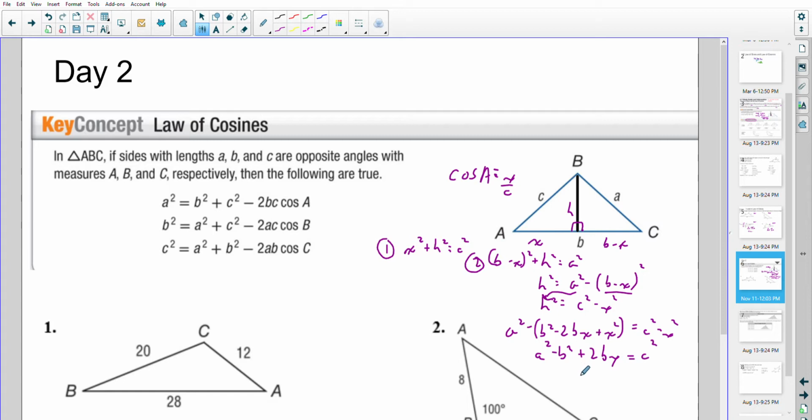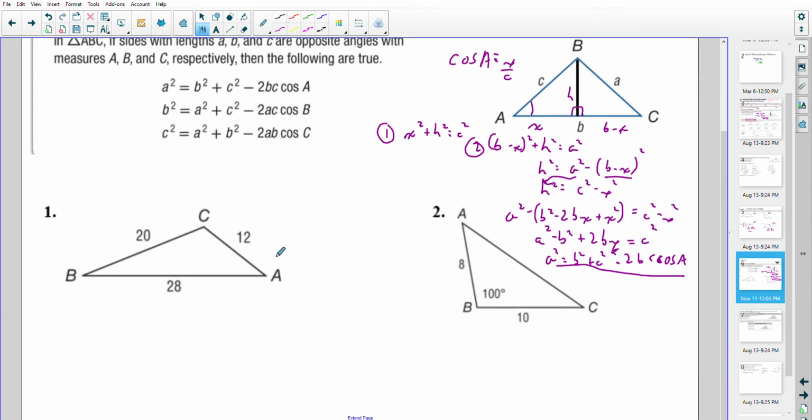Now, reorganizing the terms a little bit, I'm going to say a squared equals b squared plus c squared minus 2b. And that x there can be solved for by looking at the cosine of that angle A, which is x over c. So I can now write that x as c cosine A. And that's going to be the law of cosines. So I just wanted to show you that it is possible to get the law of cosines. And now we're going to use that on these cases.